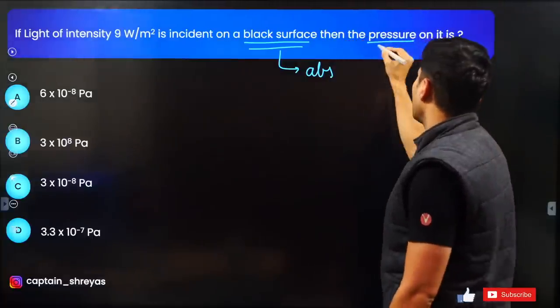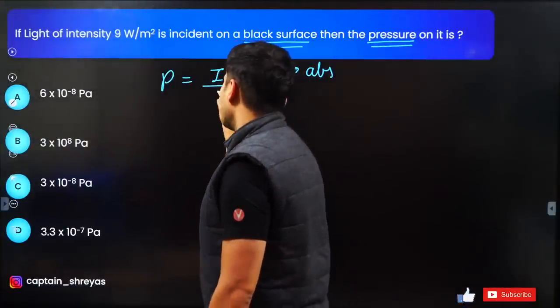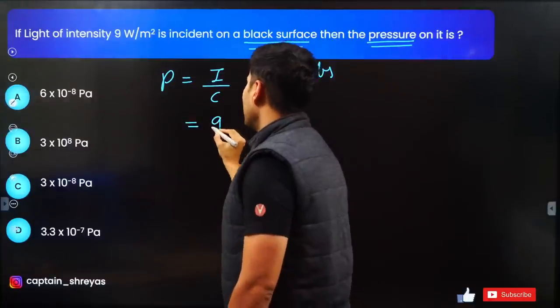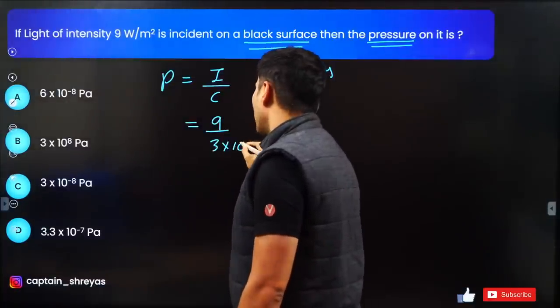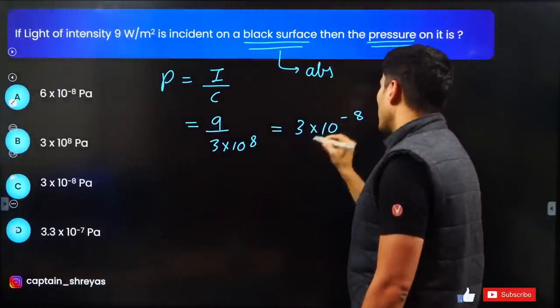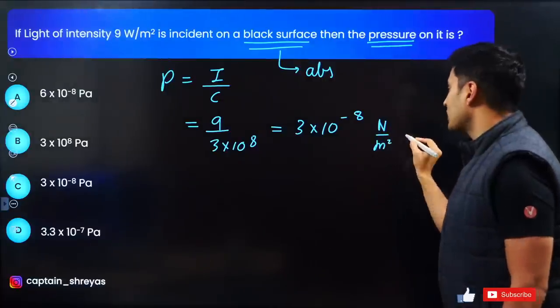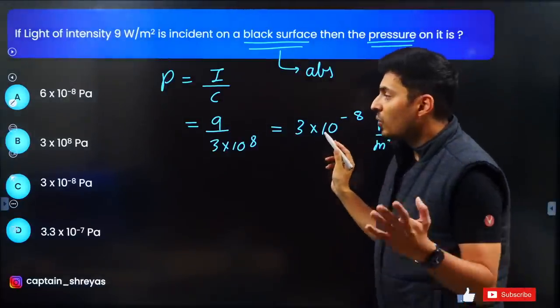So the pressure on it, the formula will be just I by C. What is I? I is 9. C is 3 into 10 to the power 8. So 9 by 3 is 3, and 10 to the power 8 will go on the top as minus 8. Do you see this Newton per meter square is so small, it's so negligible, guys.